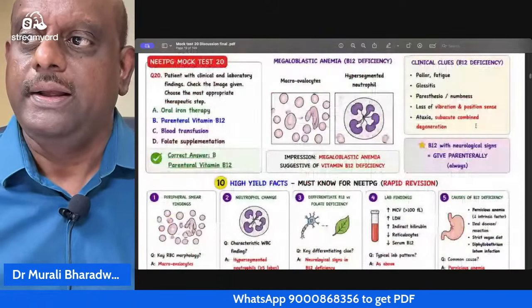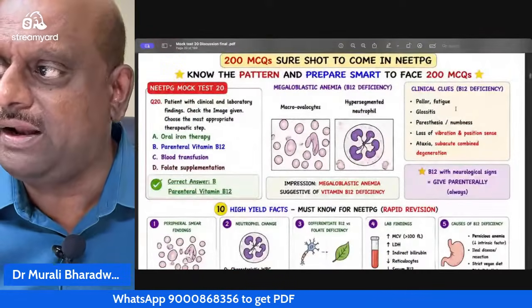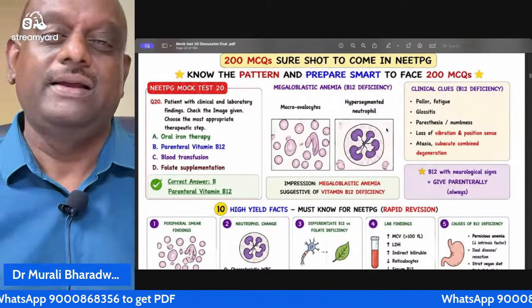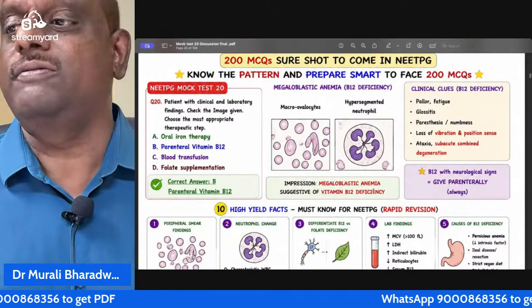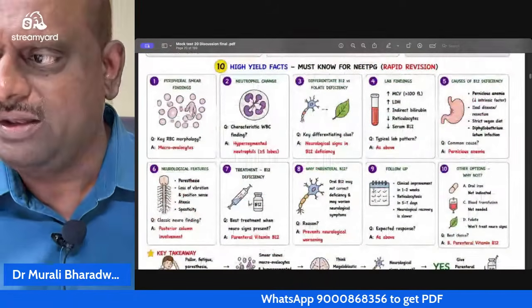Now, doctor, patient has clinical and laboratory findings which are being given where hypersegmented neutrophil is there, which is classical of vitamin B12 deficiency. You need to treat it by giving vitamin B12.